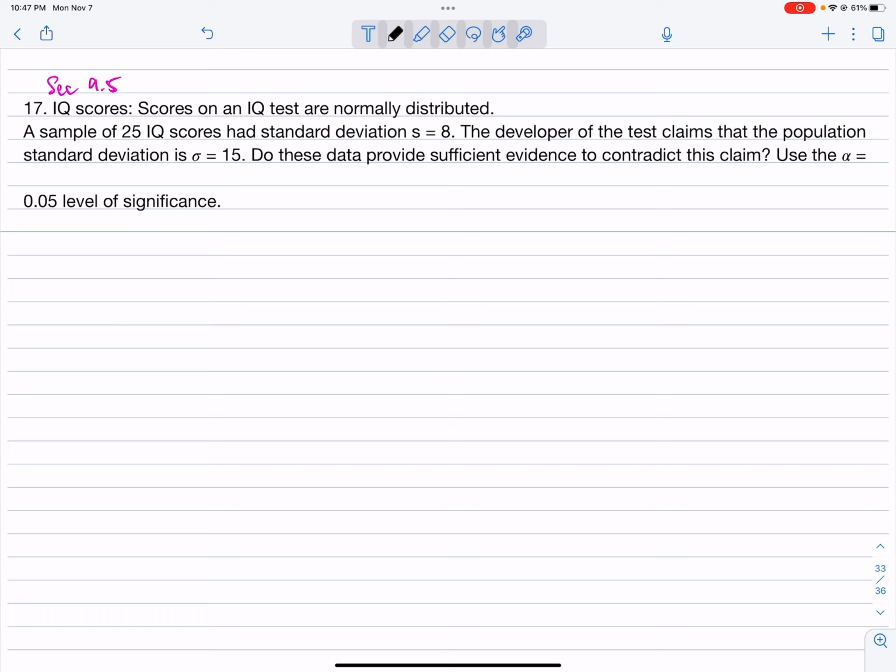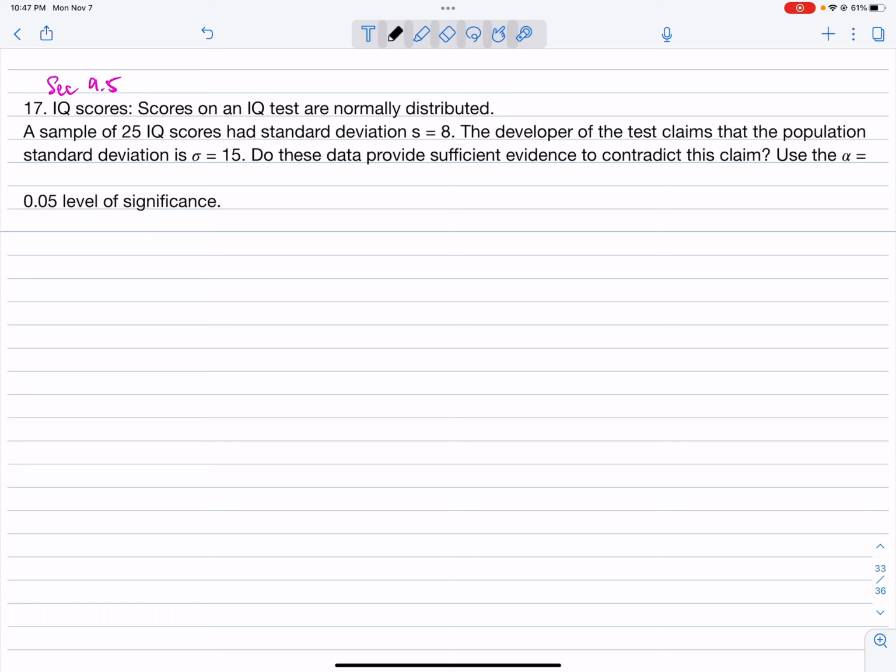Scores on an IQ test are normally distributed. A sample of 25 IQ scores had standard deviation s equal to 8. The developer of the test claims that the population standard deviation is sigma equal to 15. Do these data provide sufficient evidence to contradict this claim? Use alpha equals 0.05 level of significance.